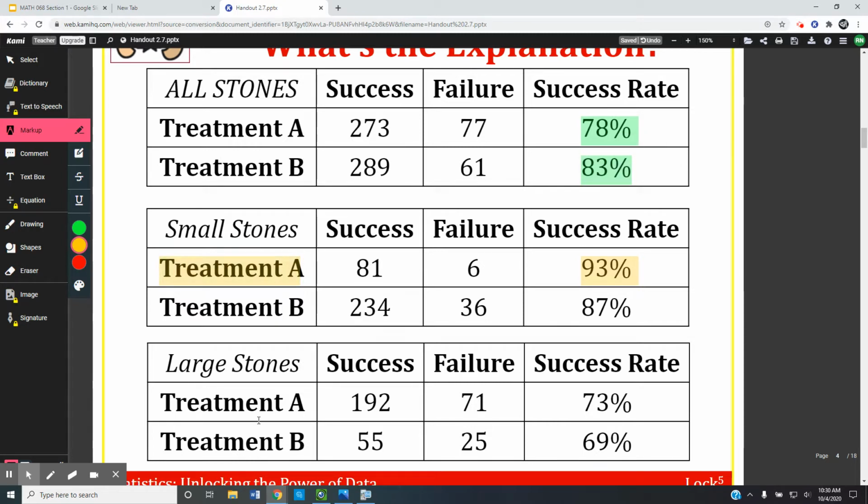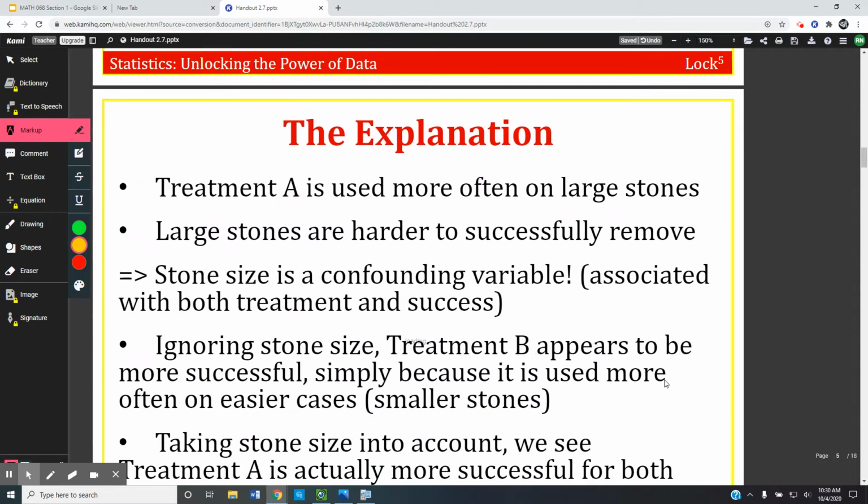Okay, well, let's look at the large stones because it must be the opposite, correct? Well, when we look at treatment A, that is 73%, and treatment B had a 69%. Wait a minute, how does that happen? So how is it that treatment B is better when we look at everybody, but when we break down the treatments into smaller groups, treatment A wins 2 times? Okay, well, let's take a look.